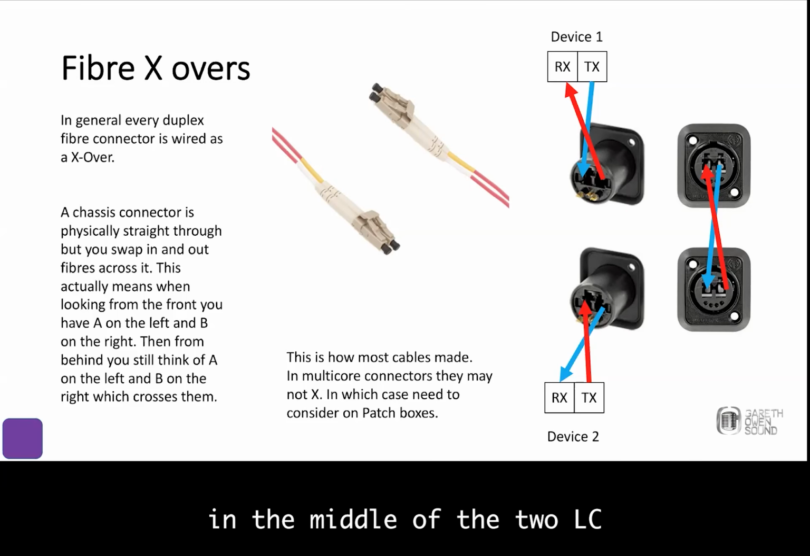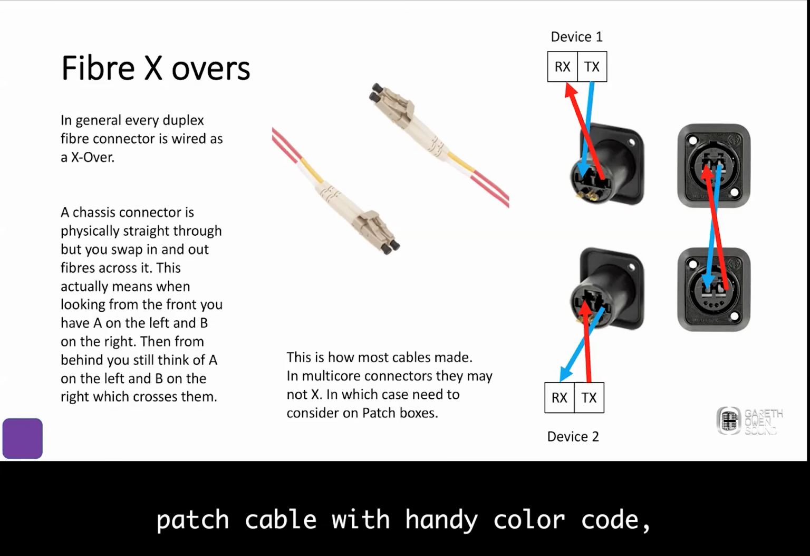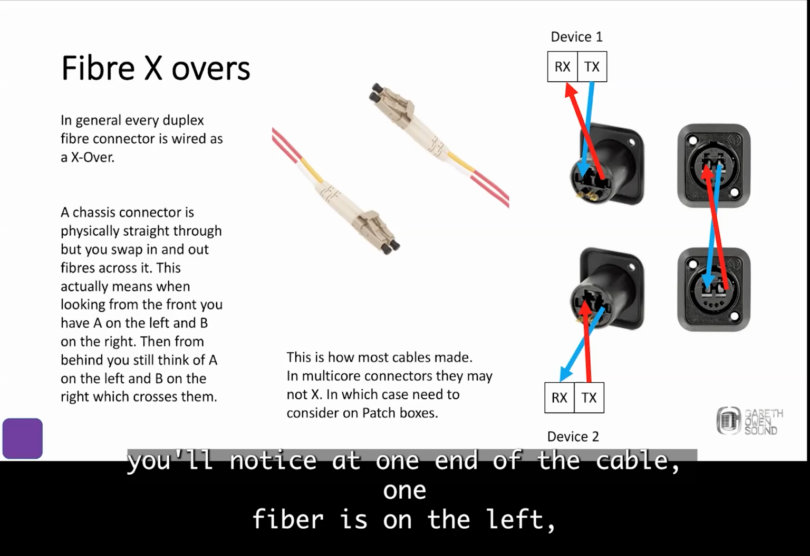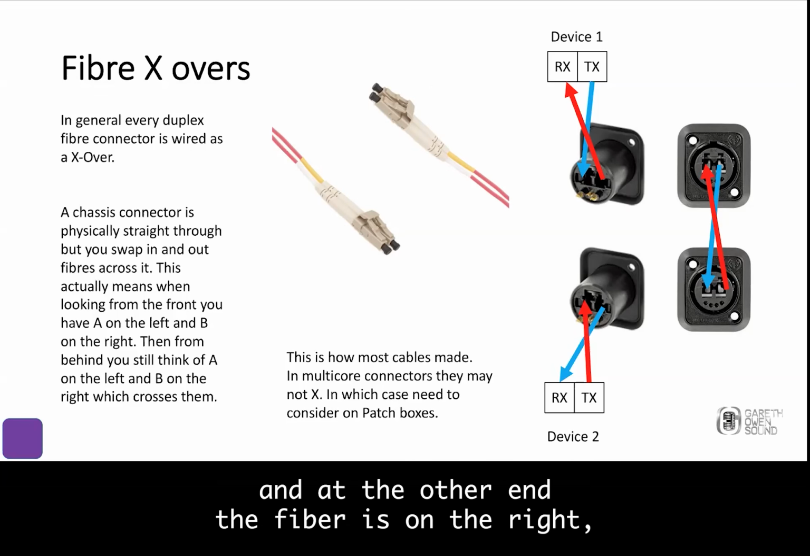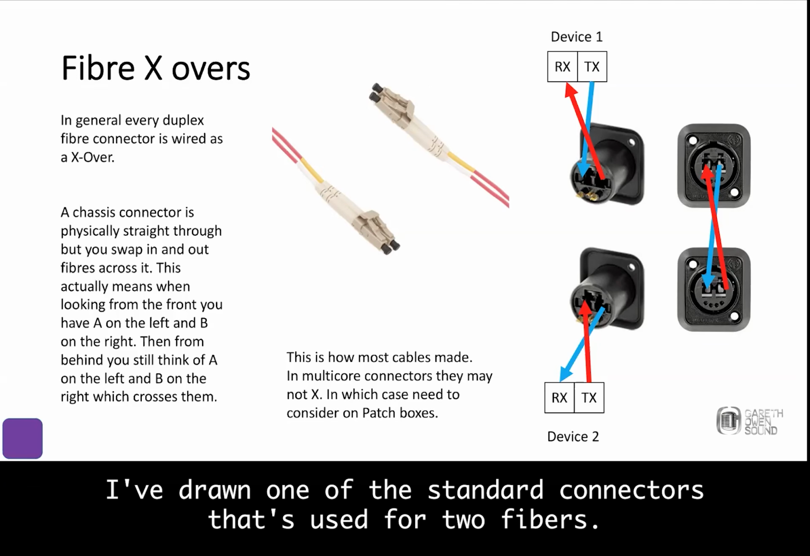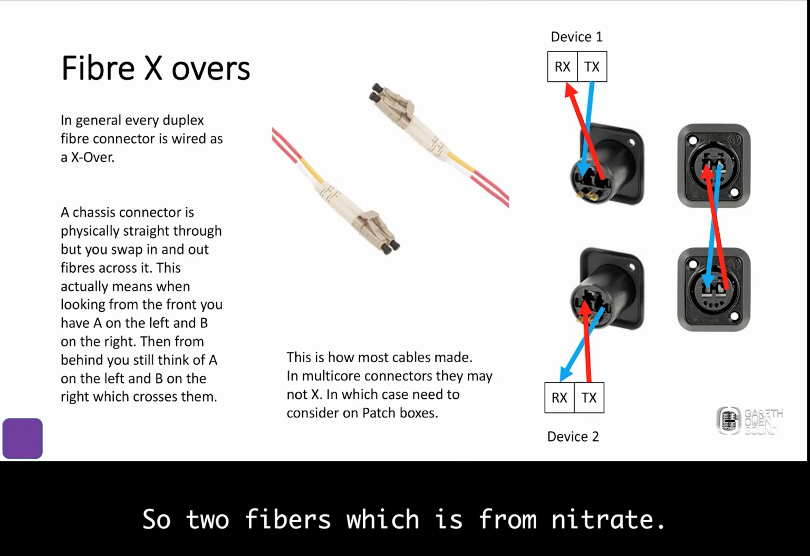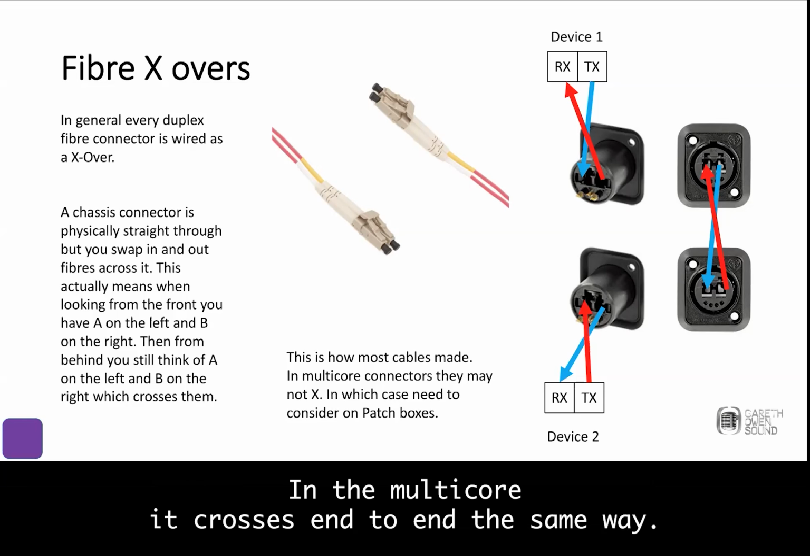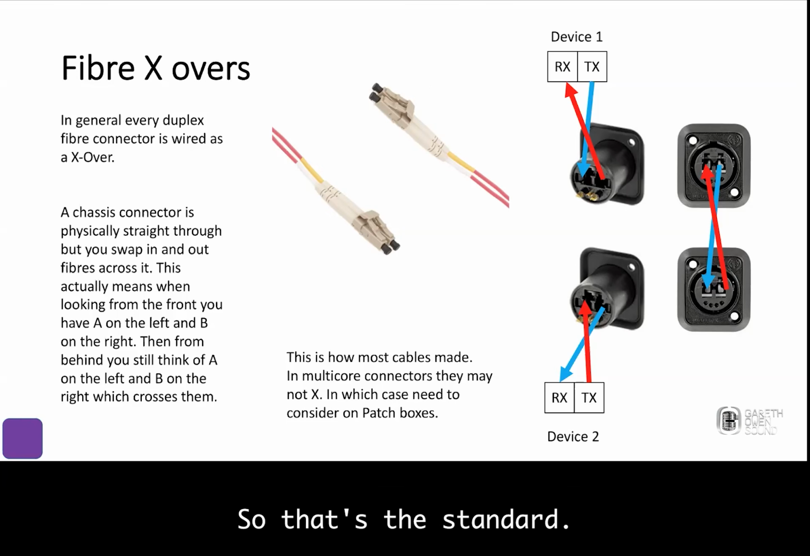So if you look at the picture in the middle of the two LC patch cable with handy color code, if you orientate those connectors to be the same way, you'll notice at one end of the cable, one fiber is on the left, and at the other end, the fiber is on the right. So it would cross. On a multi-core, on the right, I've drawn one of the standard connectors that's used for two pair fibers, so two fibers, which is from Neutrik. You'll see that I've shown diagrammatically that in the cable, in the multi-core, it crosses end to end the same way. So that's the standard.